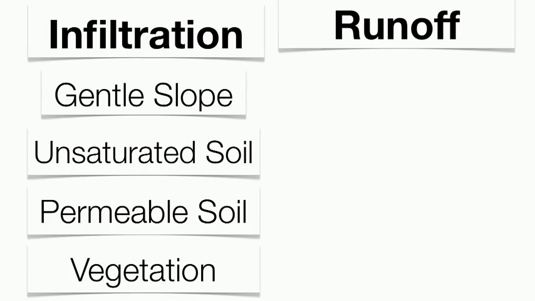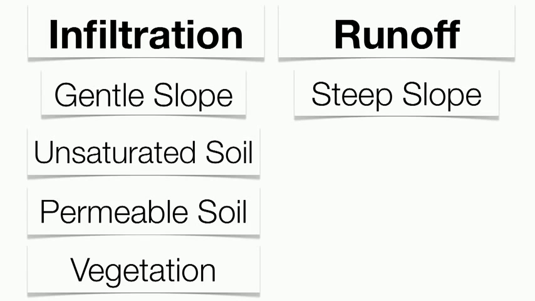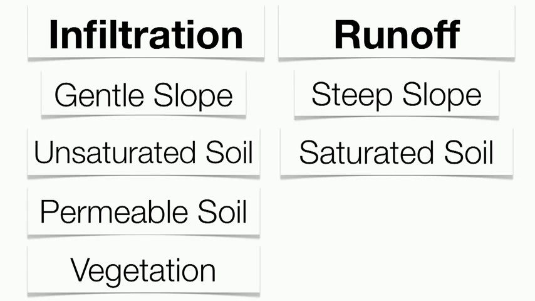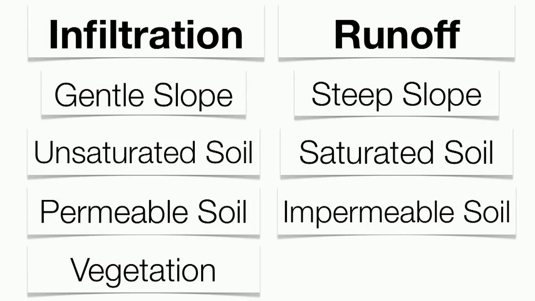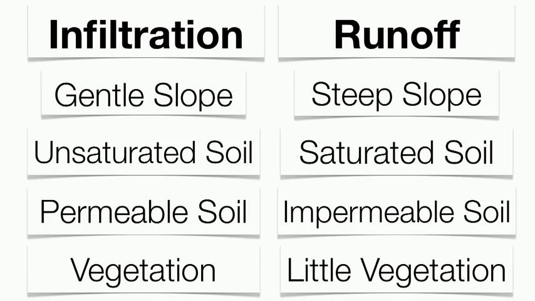In order for runoff to occur, you're going to need a very steep slope. The water is going to be totally soaked up in the soil, so the soil is going to be saturated. The soil can be impermeable. It will not allow water to pass through. And in many cases, you can have very little vegetation, and you can actually have very dry land, almost like Death Valley, in which the land is so dry it actually becomes baked and will not allow water to go into it.